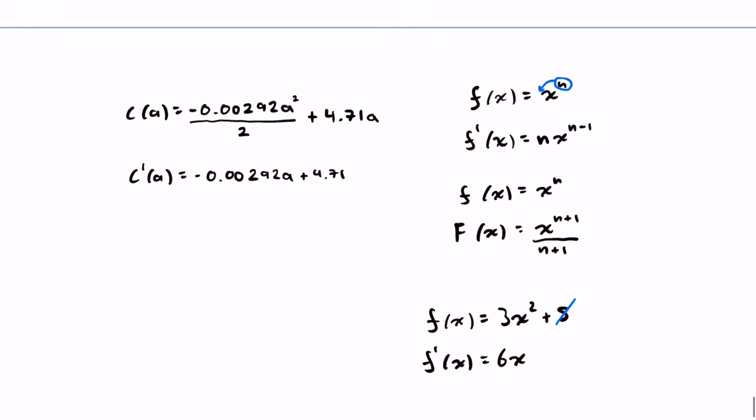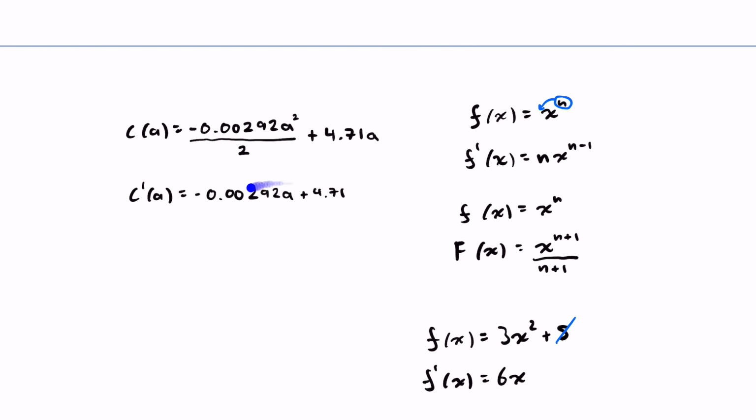And so what does that mean? That means if we're given the derivative, we don't actually know if there was a constant there. There might have been, or there might not have been. But since constants fall away when we take the derivative, we have no real way of knowing what it might have been. So for that reason, we often put a C here to say that there is some unknown constant. So here's our cost function.